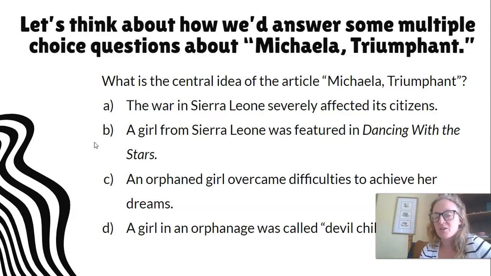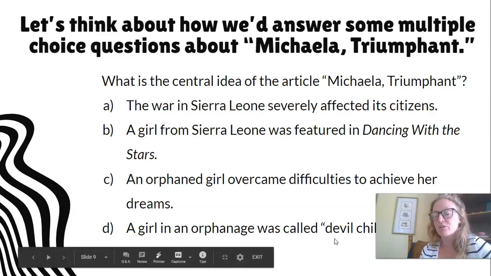Then we have choice B. A girl from Sierra Leone was featured in Dancing with the Stars. Now, that's a cool fact, but it's way too specific. It's just one little specific detail from the article. It's not comprehensive enough. So I would get rid of that. The same is true of choice D, where it says a girl in an orphanage was called the devil child. Yes, that's an important detail, but it's a very specific one.